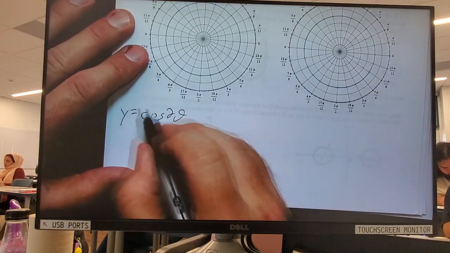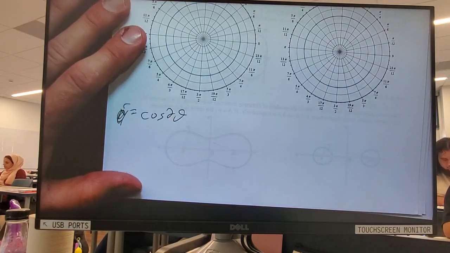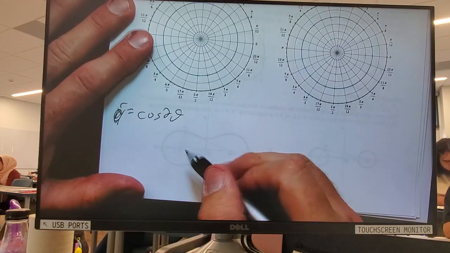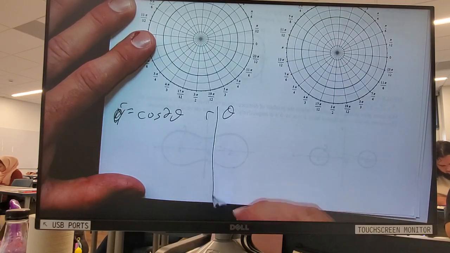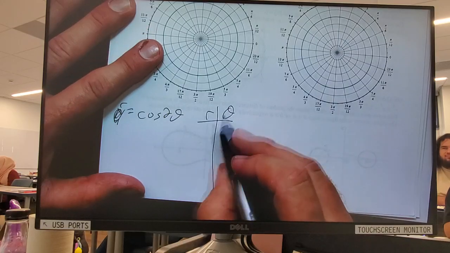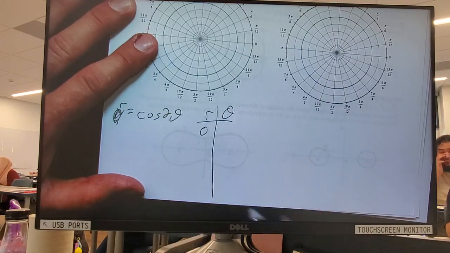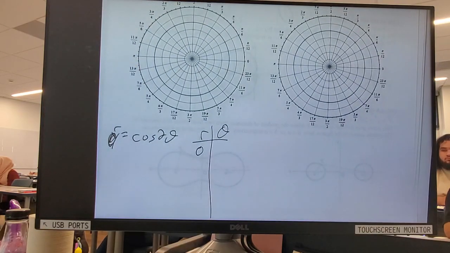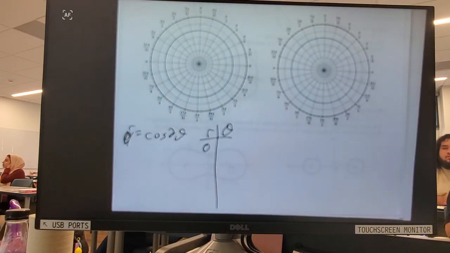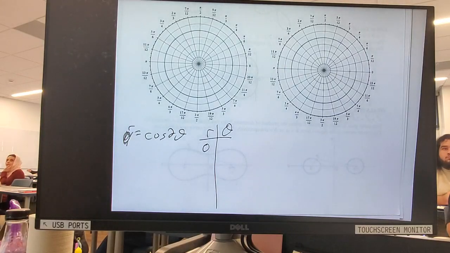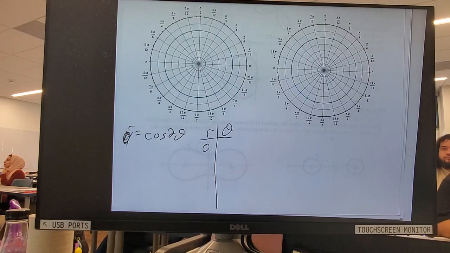So if I do that, oops, that should be R. R equals cosine 2 theta. Let's see what we can do here. So if I put a 0 in, now here's where we've got to be a little more careful, because I'm going to double all my inputs, right? But I mean 0, you're fine. But I have to keep an eye on my inputs because I know I'm going to double them. So what do I get when I put a 0 in?